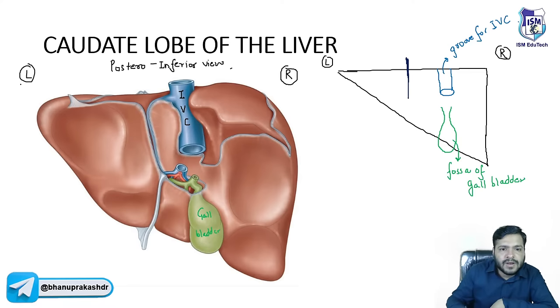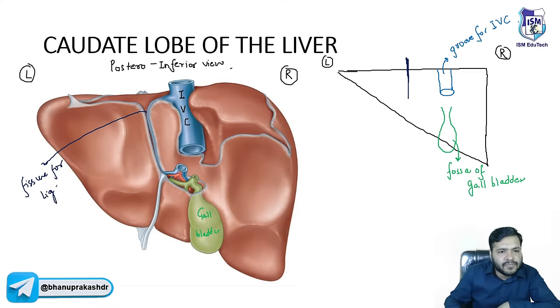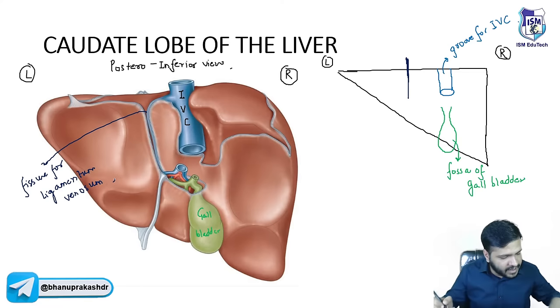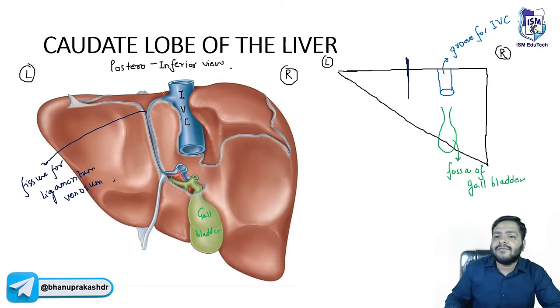Now this which you can see over here, it is the fissure for ligamentum venosum. Everyone, tell me in the chat box, ligamentum venosum is a remnant of what? Yes, Karima, very good. It is ductus venosum.